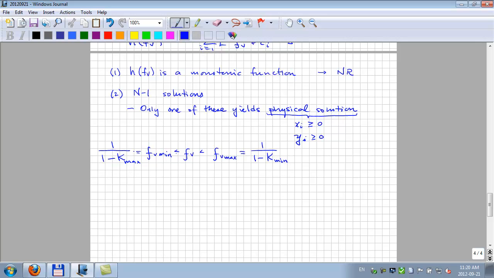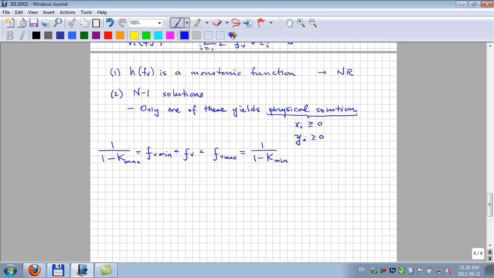And then FV min is equal to 1 over 1 minus the maximum k value. The maximum k value might be 10, for example. Then it would be 1 over 1 minus 10, which would be 1 over minus 9, which is minus 0.1111. Something like that.